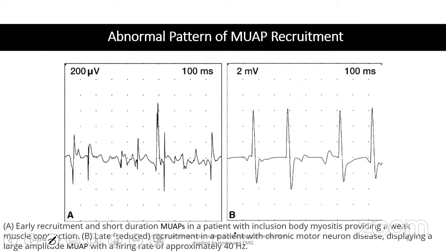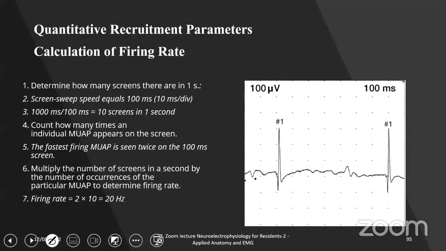Early recruitment, short duration MUAPs in a patient with inclusion body myositis providing a weak muscle contraction. Late recruitment in a patient with chronic motor neuron disease displaying a large amplitude MUAP with a firing rate of approximately, this MUAP is very large. So there is a calculating of firing rate, and you can see there are two here. This is 100 microvolts, 100 milliseconds.